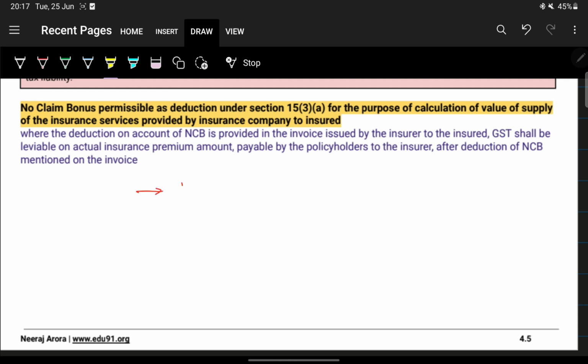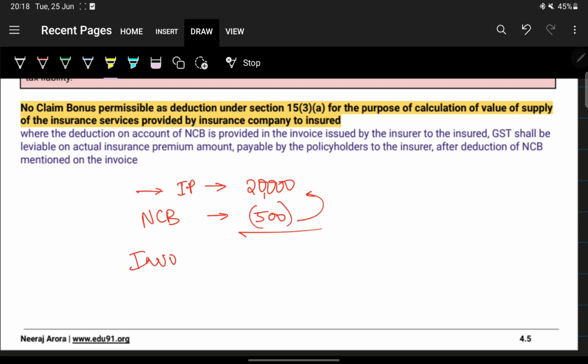Suppose the insurance premium that is paid over the course of the year is, let's say, 20,000 rupees, and a no claim bonus of 500 rupees is given by the insurance company to the insured person for not making any insurance claims. So the invoice should be after deducting. You will deduct this, and 19,500 will be the value of supply.